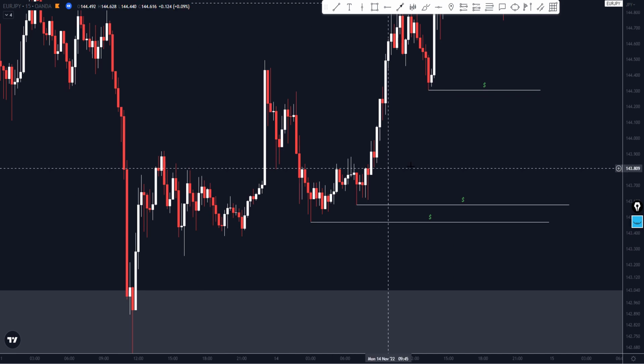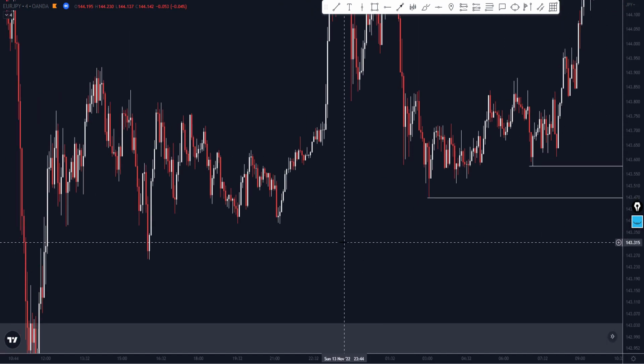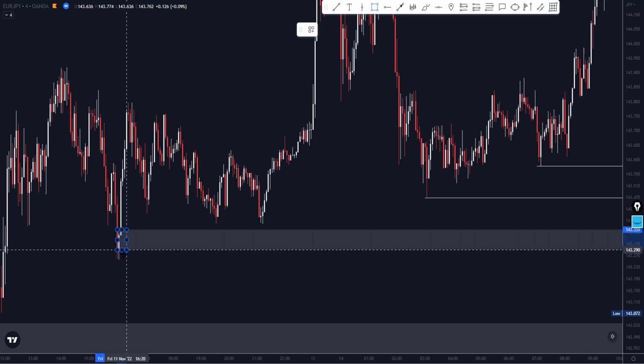What you can do in these occasions, you can go ahead and scale down to an even lower time frame and identify, let's say, an order block which is on the bottom of these movements, such as this order block right here.